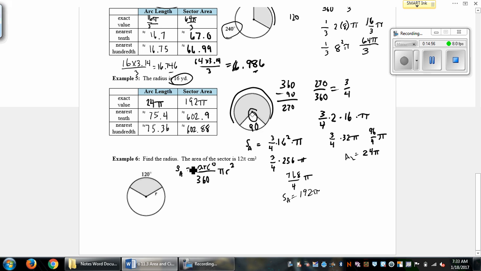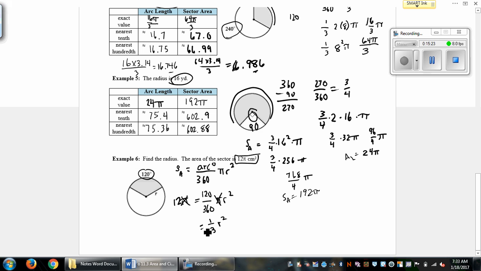Okay, we know that we have 120 for this, so we have 120 over 360 pi r squared, and that's going to equal 12 pi. So the first thing we could do, since we have pi on both sides, is cross it off so we don't need to worry about it. Secondly, we can reduce our fraction. Dividing both by 120 gives us 1/3.